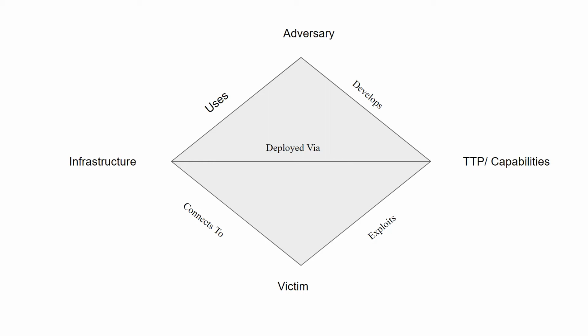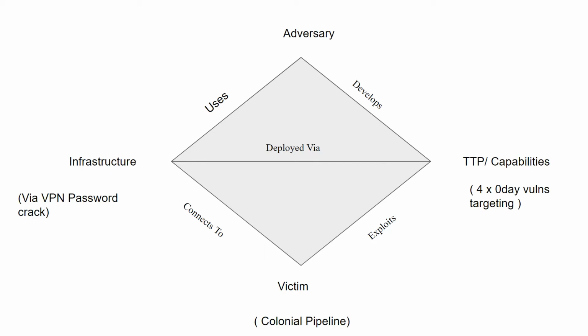To put it in short, a good example is our incident from last year. What happened to the Colonial Pipeline is, well, all I know from my research is that it was hacked through a virtual private network with a password, and that's how they were able to gain access. So that's the infrastructure part.